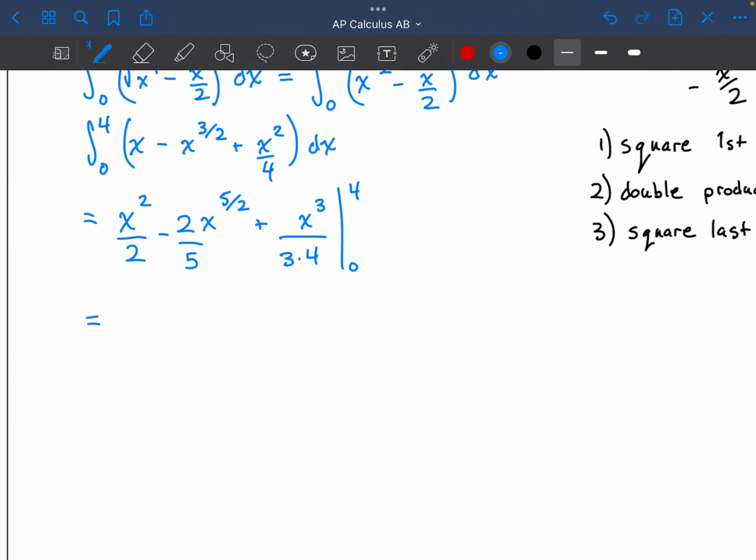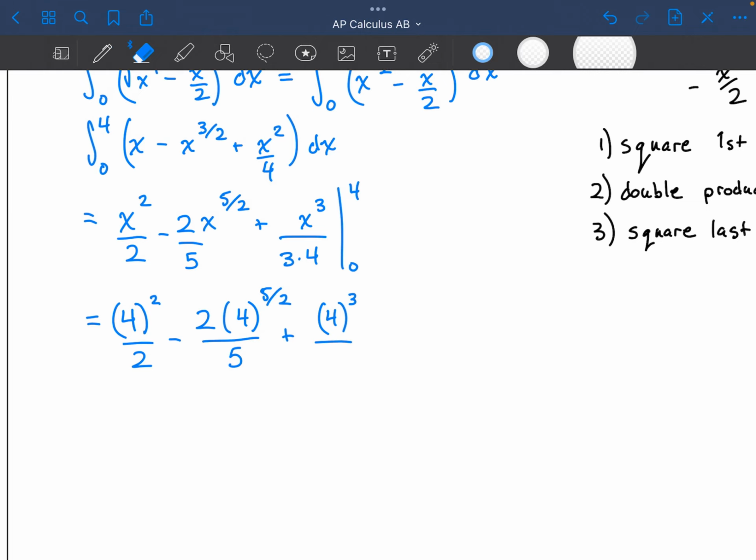Okay, so plug in 4 first. That's going to give us the quantity of 4 squared over 2, minus 2 fifths times 4 to the power of 5 halves, which will be a little bit tricky, but we can do that. And then finally plus the quantity of 4 cubed all over 12. Actually, I'm feeling there's an easier way to do that. I'm going to leave it as 3 times 4, and you'll see why in a sec.